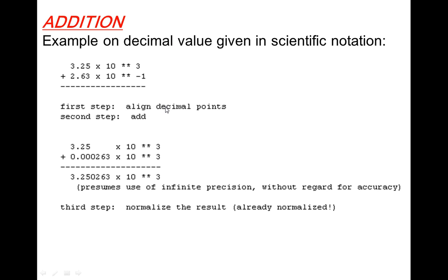There are multiple steps. First step says align decimal points. This is the alignment of the decimal point and then add. This is how we can align. First of all, convert either the first equation into the second equation or the second equation into the first equation, like 3.25 into 10 power 3. The second one is also converted, divided by 1000 because this is 10 power 3, so 0.0006263 into 10 power 3. Now add these values. Second step is your addition.